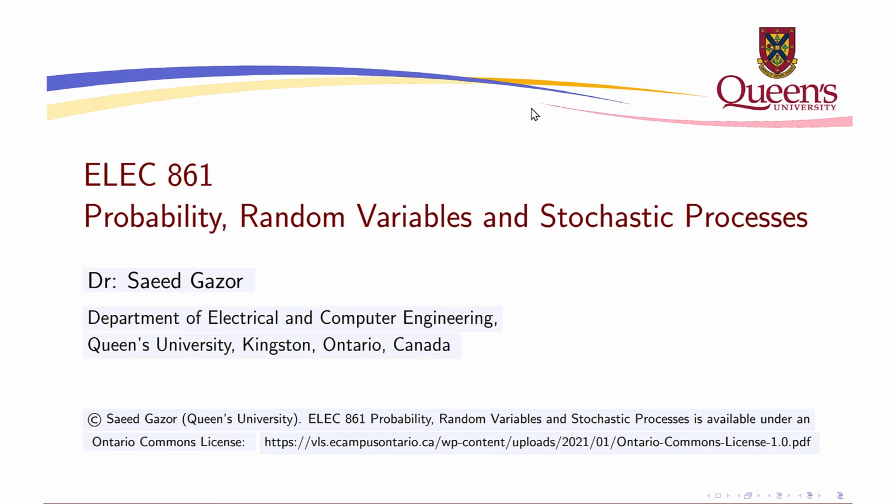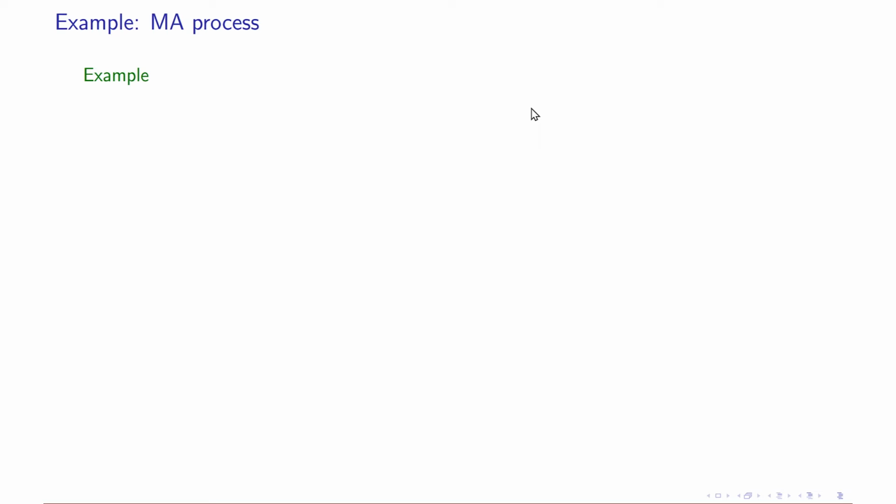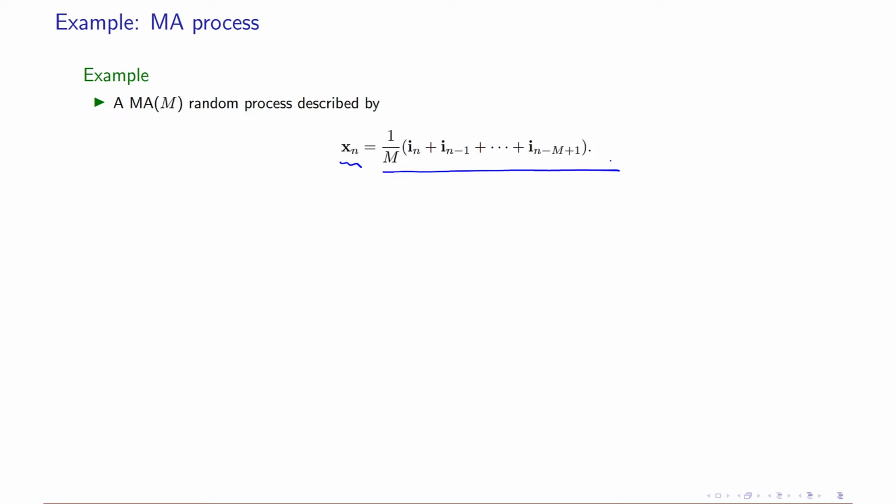To better understand, let's have one example of a moving average process. This example is very easy. Suppose that in order to produce this random process, I just average them. So I add successive samples of the input divided by n. It's very simple.